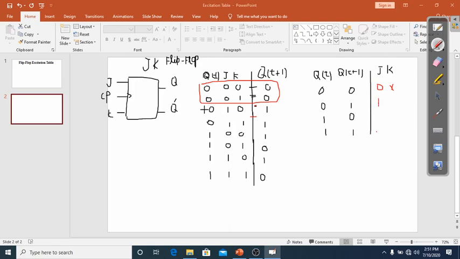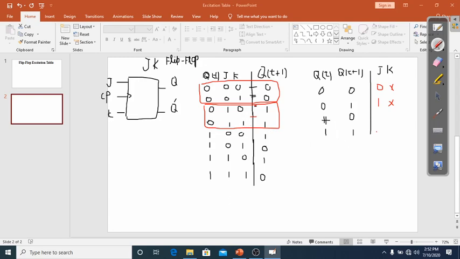K could be a 1 and could be a 0 as well, so I will plug in a don't care condition. So here the present state is equal to 0, next state is equal to 1, J is always 1 and K is a don't care.